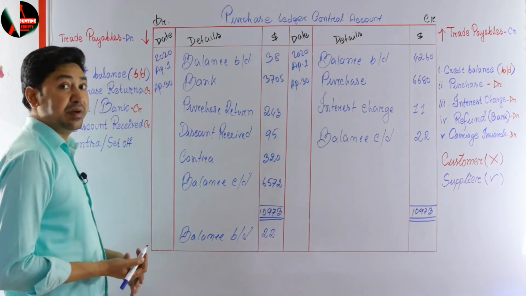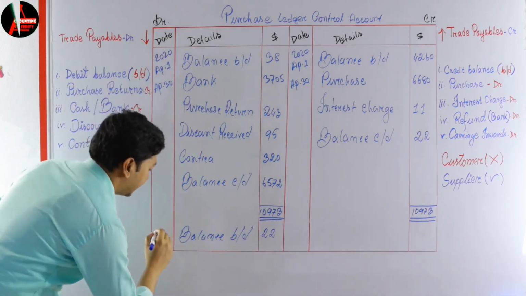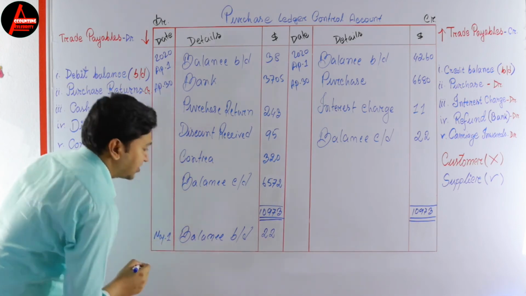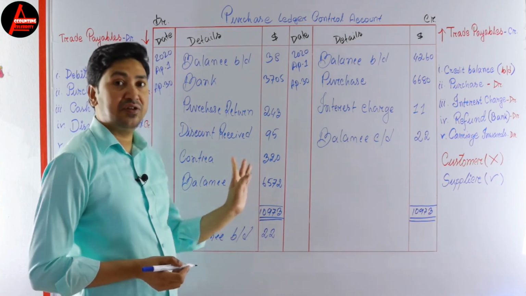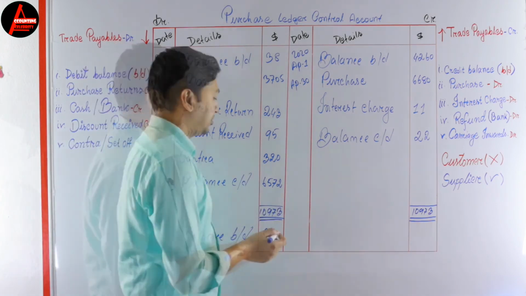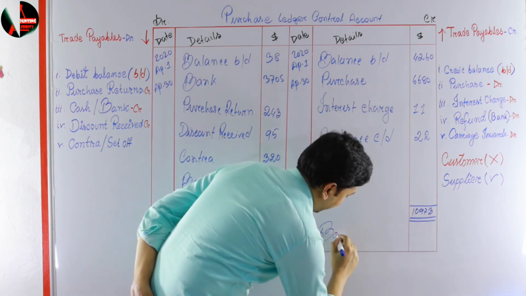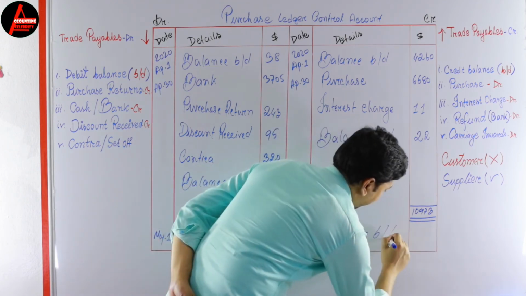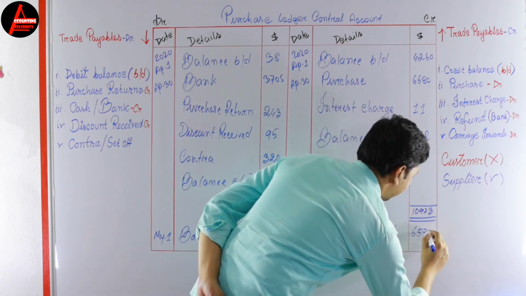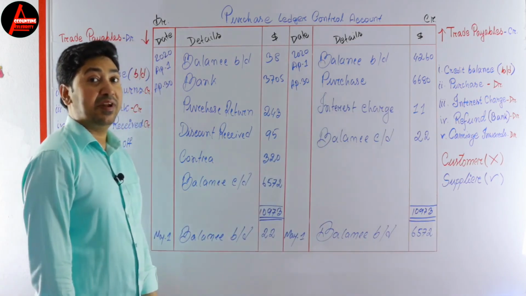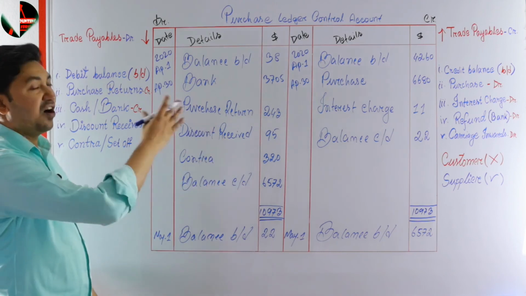The date for balance BD is the first day of next month. So it is April, next month is May 1st. This balance CD we took it here, this balance CD will also go there. We have to bring down. So again May 1st. Let us write here balance BD, brought down, $6,572. So we completed all the things here. Very simple, very easy. We recorded all these things.